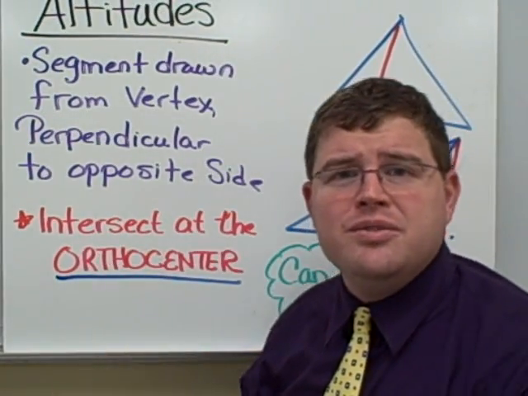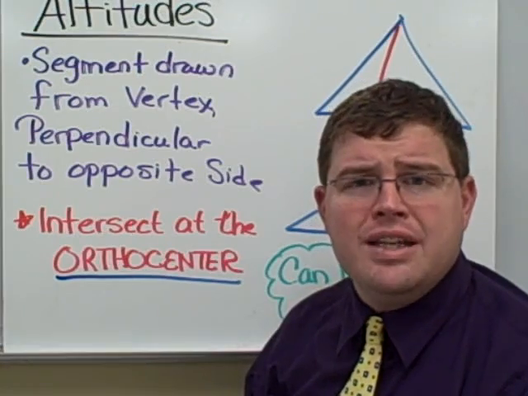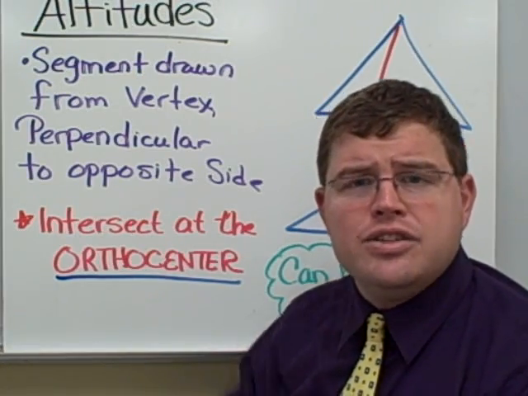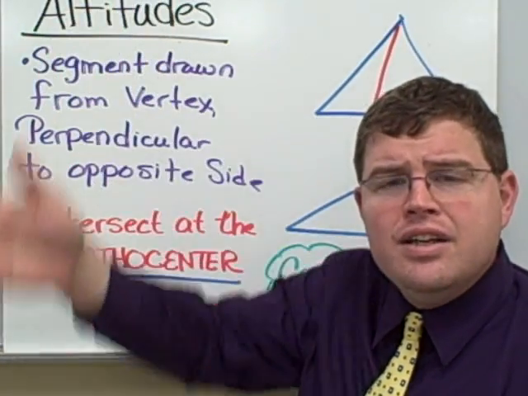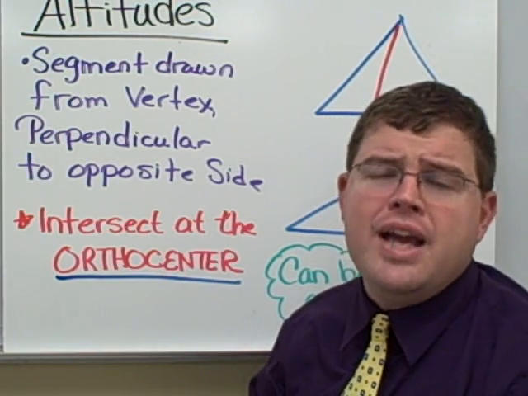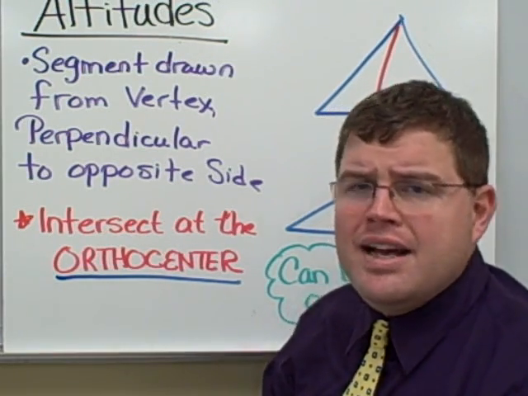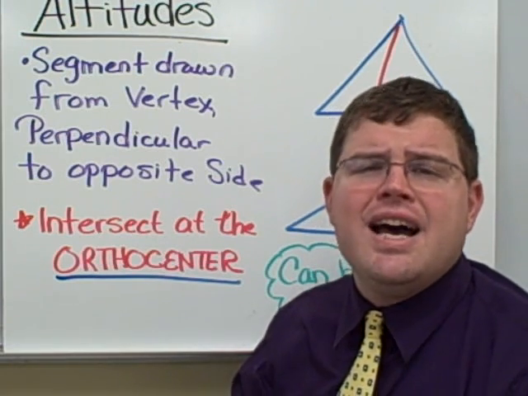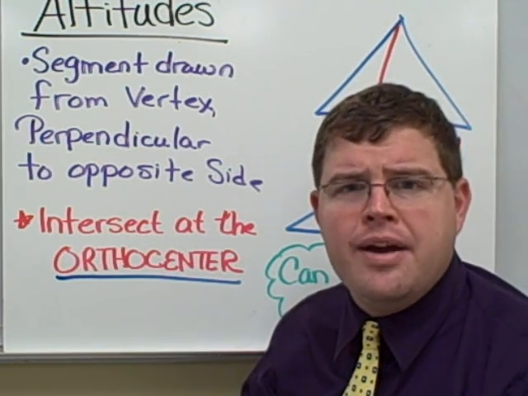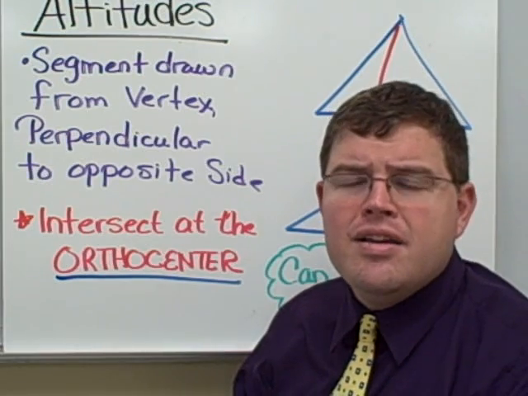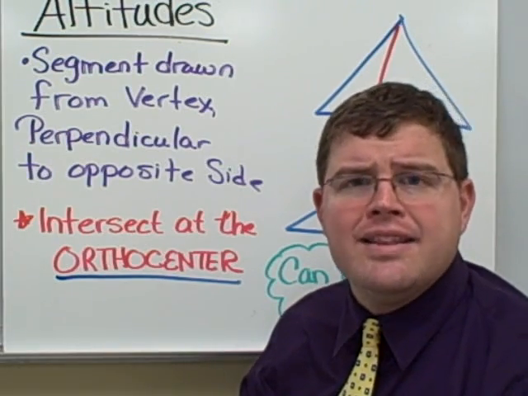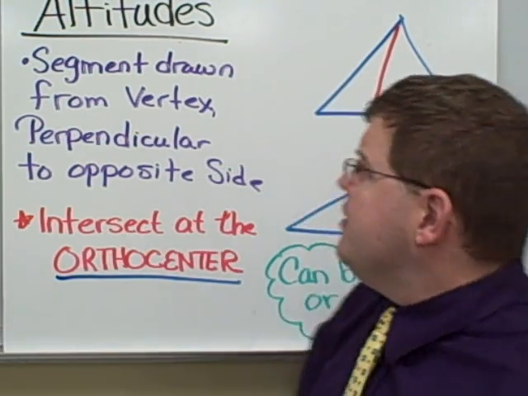Finally, we have altitudes. Altitudes are constructed by drawing a line straight down from a vertex to the other side of the triangle, the opposite side, so that it forms a 90-degree angle. An altitude is basically like the height of a triangle. When we learn area in middle school, we talk 1/2 base times height. The height is the altitude.